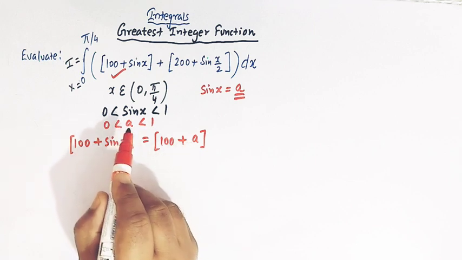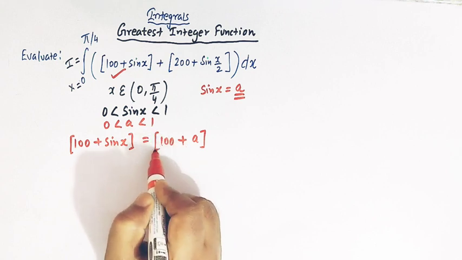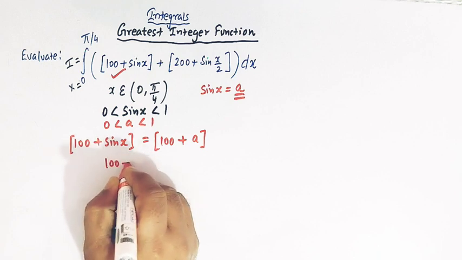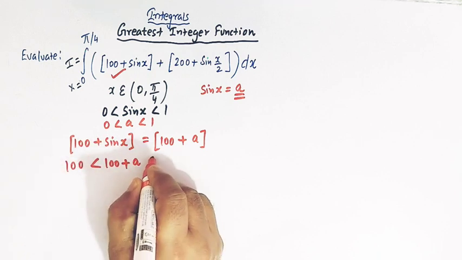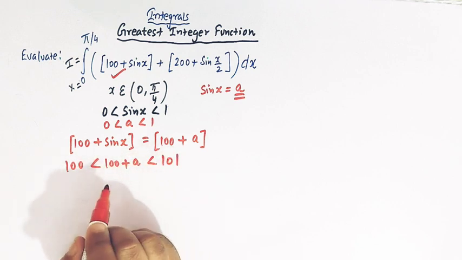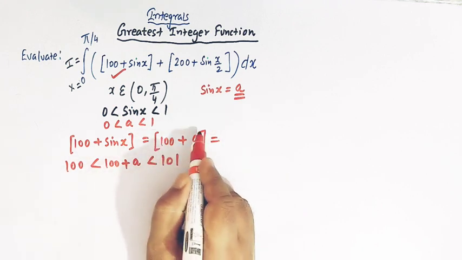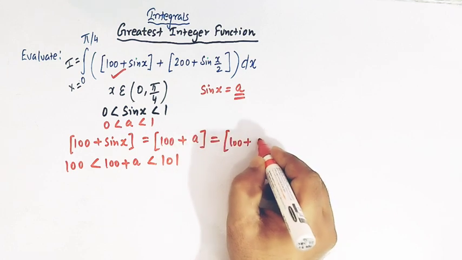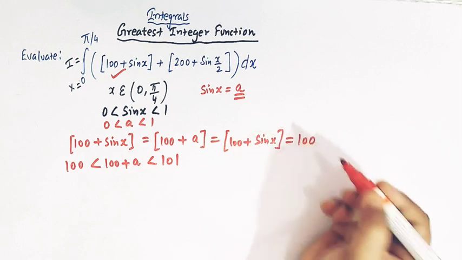Now see, the value of a lies between 0 and 1. So the quantity inside the greatest integer function symbol, 100 plus a, is greater than 100 but less than 101. From the definition of the greatest integer function, we can claim that the greatest integer of 100 plus a, which is the greatest integer of 100 plus sine x, is equal to 100.